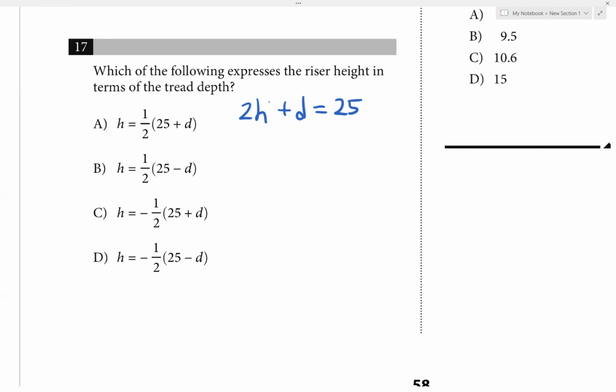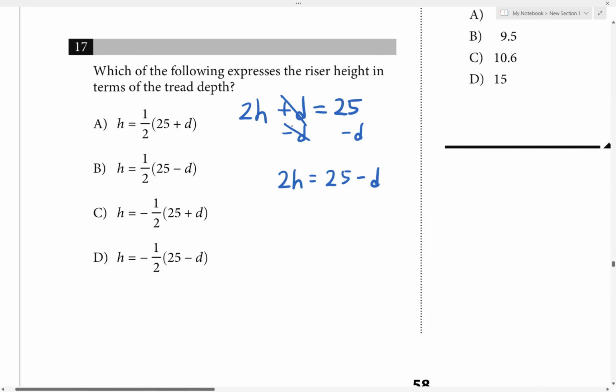Okay, so what would be the first step then? Right now we have 2h plus d equals 25. In order to solve for h, we want to get h by itself, so we have to get the 2h by itself first. What we can do here is subtract d on both sides. Okay, let's get 2h equal to 25 minus d. So we get rid of the plus d first by subtracting d on both sides.